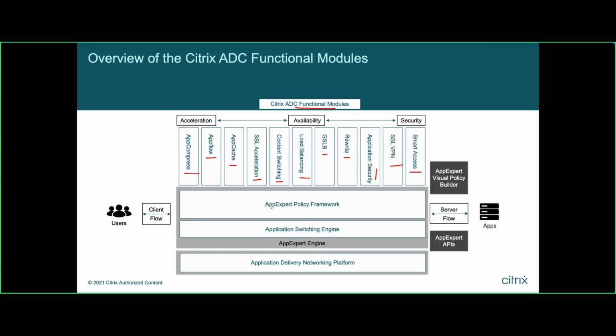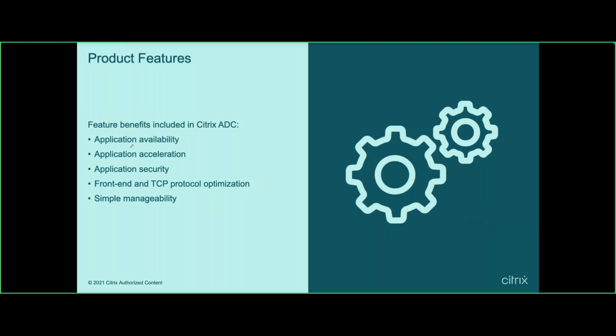So when the client is sending everything, it has the policies that are being applied. It has got the application switching engine. This is where you're getting confused, because people are telling you that the application is working on layer 7. Yes, but it is doing the application switching as well, right? And it goes to the backend server to get you the applications. And these are the features: application availability, application acceleration, application security, front end TCP, and simple to manage.